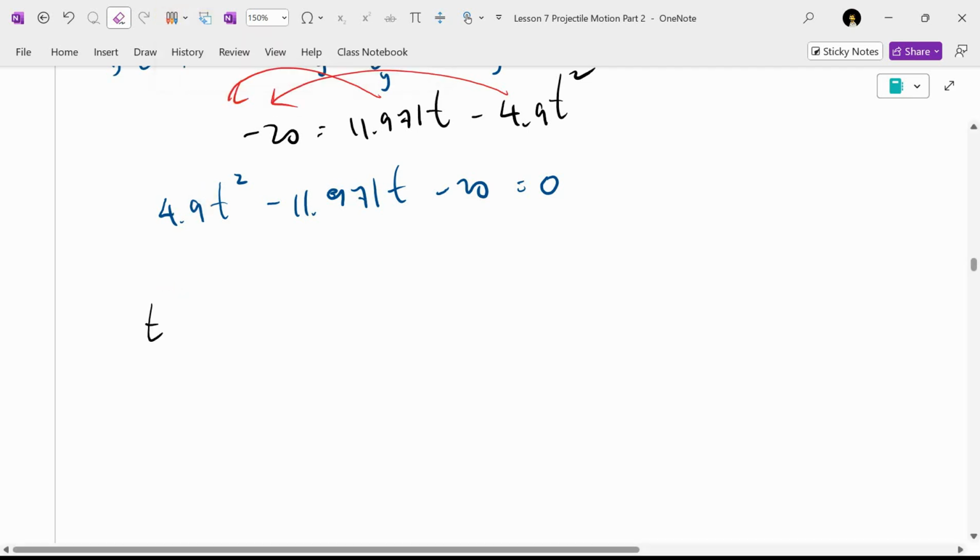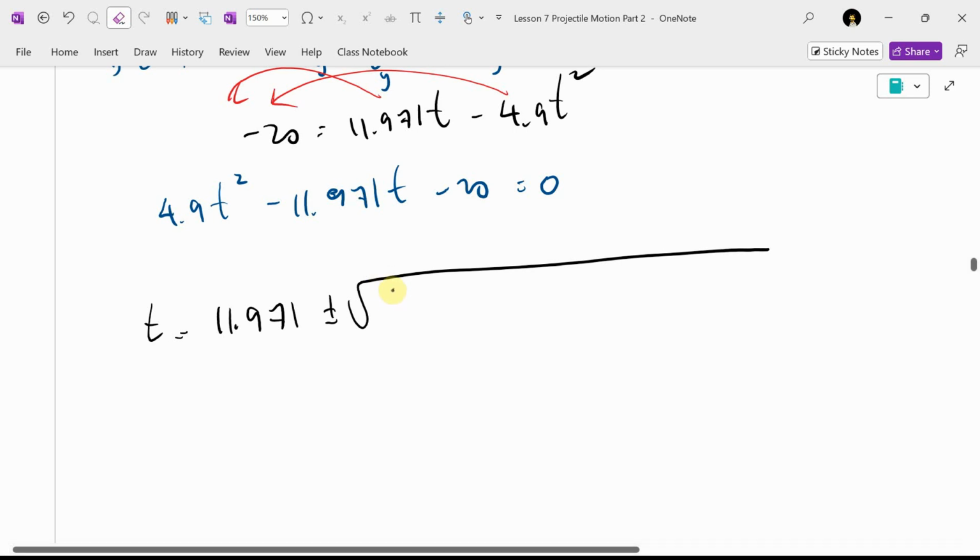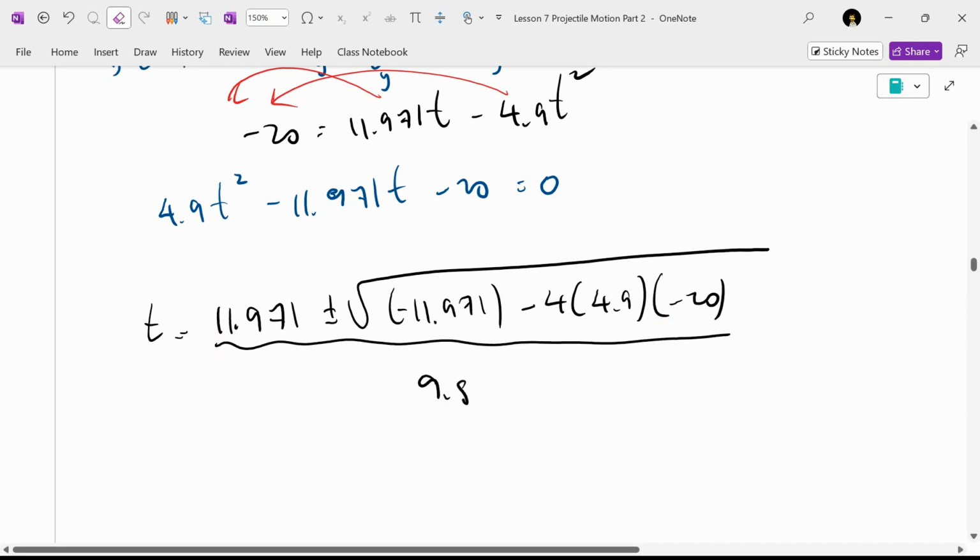Okay. t equals negative b, which would be positive 11.971, plus or minus the square root of b squared, negative 11.971 squared. Liam, I wrote the negative, but I won't type it on my calculator because I know a negative squared is positive, so why waste my time? And then minus 4 times a times c. You'll notice this time I didn't label a, b, and c in my original equation. See if you can get better at this and if you don't need to do that step. All over 2a, which is going to be all over 9.8.